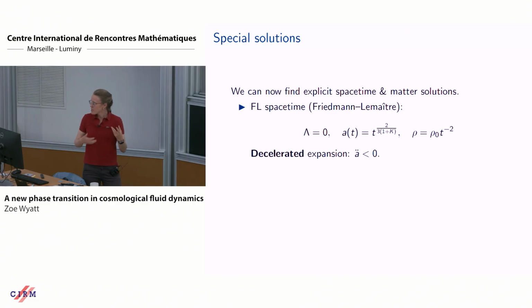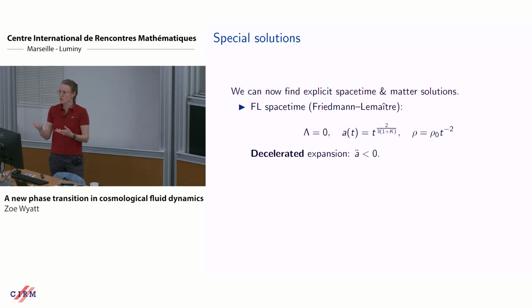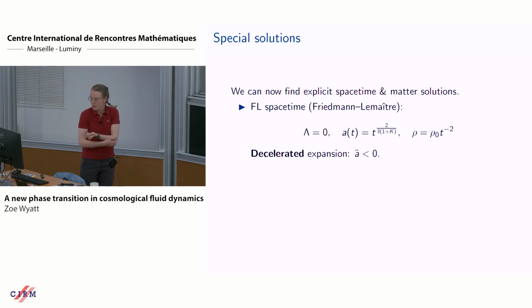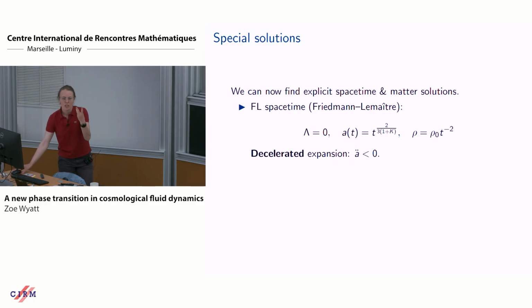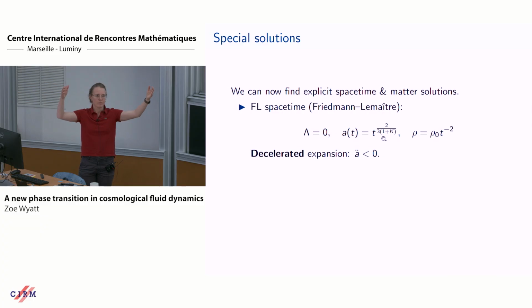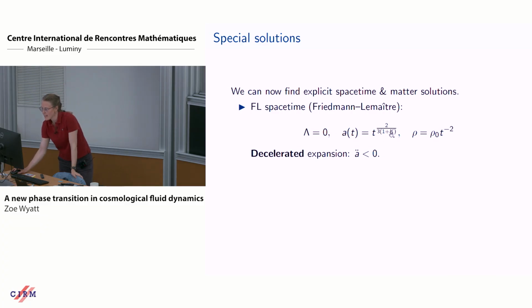Because of all this symmetry, I can now write down some explicit space-time solutions. Some explicit solutions to the Einstein relativistic Euler PDEs. I'm going to give you 2. The first one is called the Friedmann-Lemaitre solution. The thing to identify here is that I don't have a cosmological constant, so this is going to be used in the early universe. I have a scale factor, A of t, which depends on the type of fluid, so it depends on the parameter k.